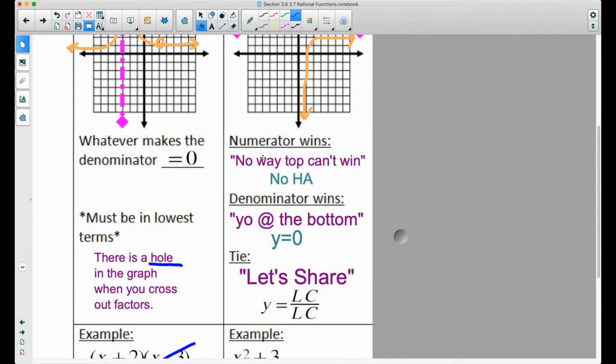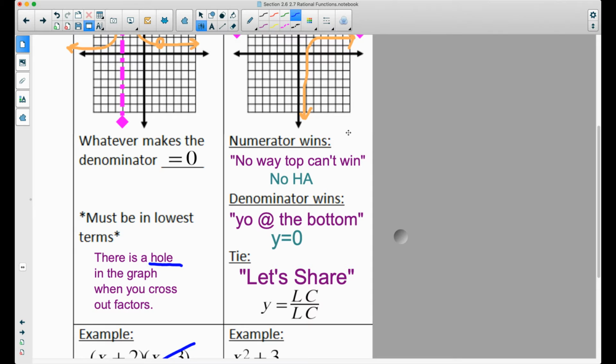So you're going to compare your degrees, and that's why I had these little sayings. If the numerator has the highest degree, I say, no way, top can't win. So there's no horizontal asymptote. If the denominator has the highest degree, I say yo at the bottom. It's y equals 0. That's why it's yo. And if it's a tie, meaning they have the same highest degree, you're going to put the leading coefficient over the leading coefficient, and that's going to be your horizontal asymptote.